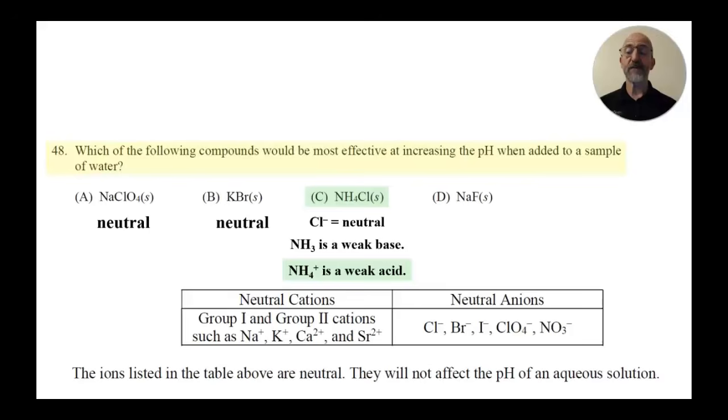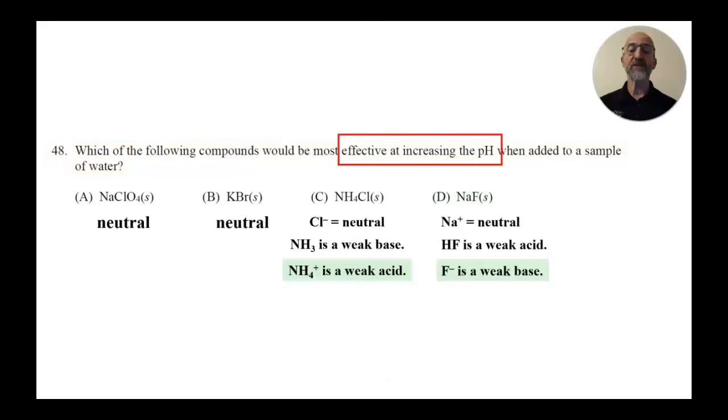Now, the correct answer to question 48 is not choice C. The ammonium chloride, with the ammonium ion behaving as a weak acid, would actually lower the pH when added to a sample of water. So why is the correct answer to question 48 choice D? Even though sodium is a neutral ion, let's focus our attention on the fluoride. If hydrofluoric acid, or HF, is a weak acid, that means its conjugate base, the fluoride ion, is a weak base. That's exactly what we're looking for. So for question 48, which of the following compounds would be most effective at increasing the pH when added to a sample of water? That would be sodium fluoride.